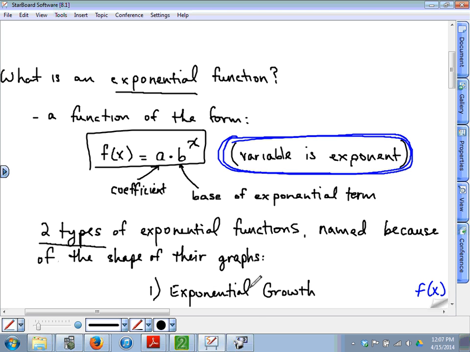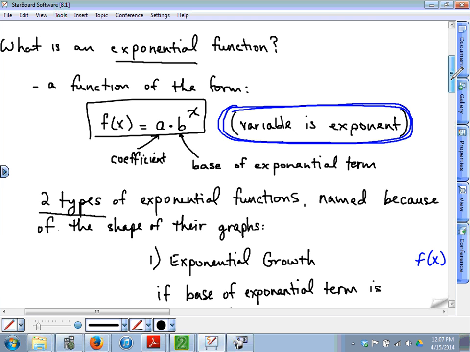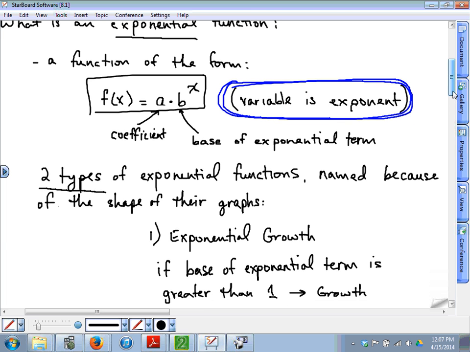Anyway, here's what you need to look at for exponential growth. The base, oh man, we're using big words here. Buckle up. The base of the exponential term is greater than 1. What does that mean? If b is greater than 1. You see where b is right here? If b is something that's greater than 1, then that's going to be an exponential growth function where the graph starts off relatively flat and then it increases really quickly.